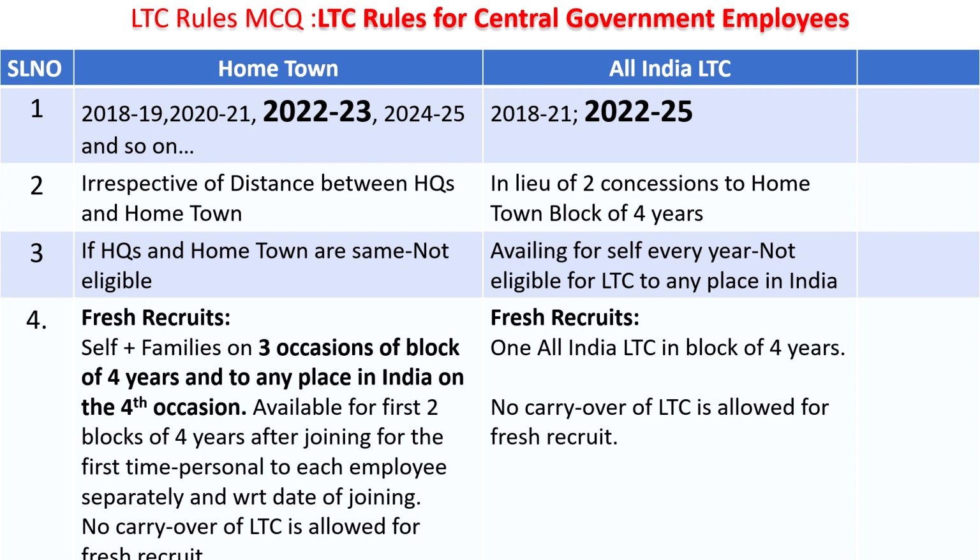First, there are two different types of LTC that we can avail. One is hometown. The second one is All India LTC. And at present, the block is 2022-23 for hometown and 22-25 for All India LTC. Irrespective of distance between the headquarters and hometown, LTC can be availed. And in lieu of two concessions to hometown in a block of 4 years, this All India LTC can be availed. If headquarters and hometown are the same, then hometown LTC is not eligible.